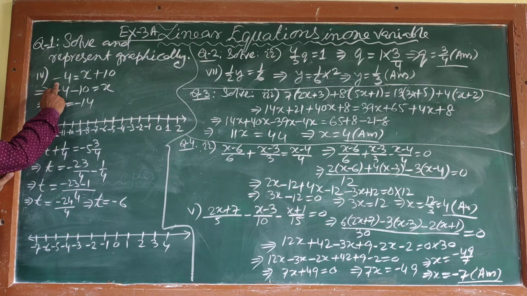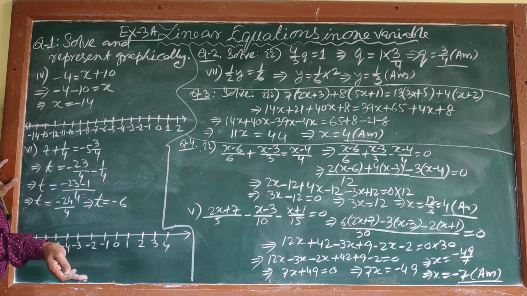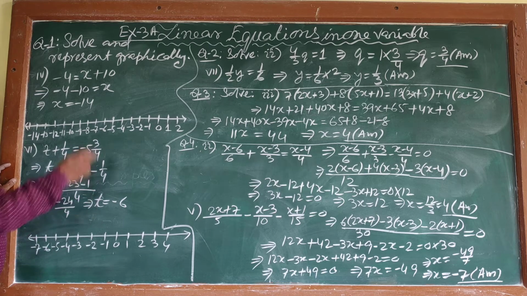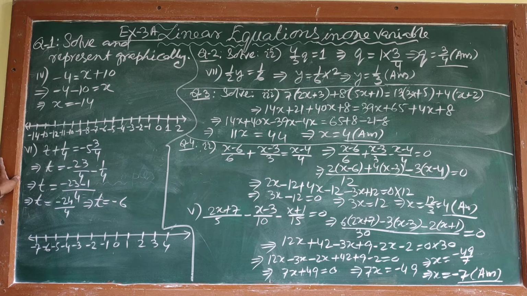So minus 4 was on the left hand side of the equal to, so it will remain minus 4. Only the one that changes sides carries the opposite sign. So this will be minus 10. Minus 4 and minus 10 is minus 14. So the x value is minus 14.